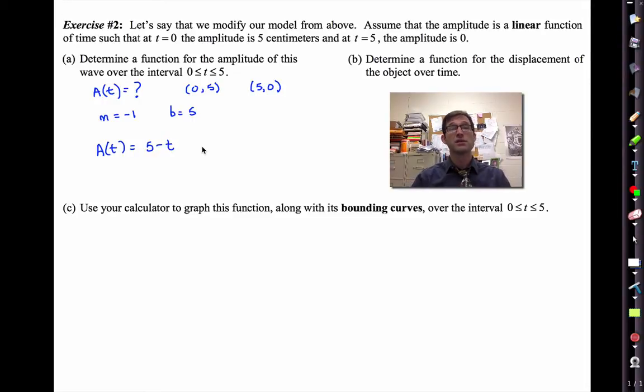And you can check that pretty easily. If you put 0 in there, you get 5. If you put 5 in there, you get 0, right? Now again, this equation does not describe the trig curve. It just describes the amplitude of the trig curve.